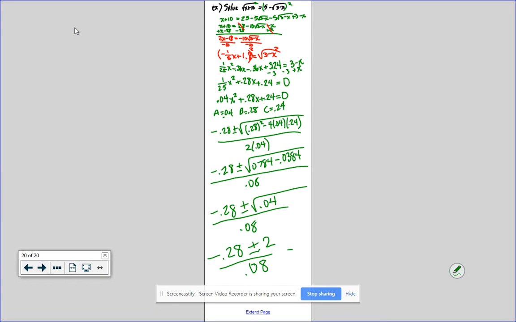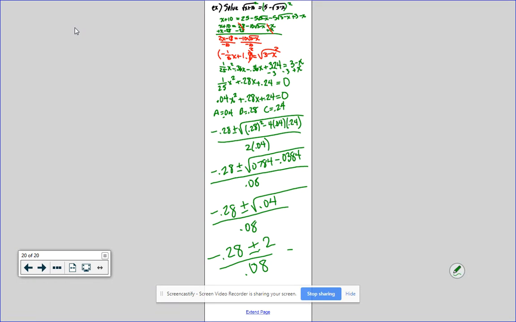Now, we've got two answers, but am I done? I hope so. You got to check them. So you got to plug them both back in. So I got square root of x plus 10, equals 5 minus the square root of 3 minus x. So let's double check here. If I plug in negative 1, it's square root of 9 equals 5 minus square root of 4. So 3 equals 5 minus 2, 3 equals 3. So negative 1 is correct.